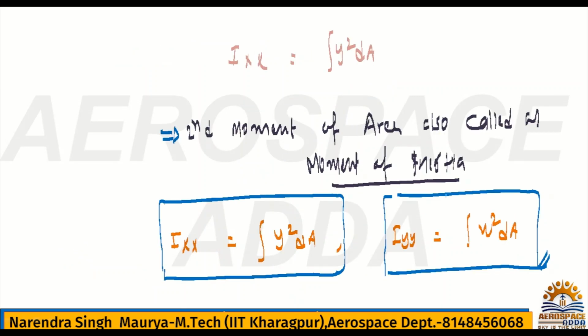So whenever we are talking about the moment of inertia, it is basically the second moment of area. First moment of area is only for the calculation of the centroid, which is called CG. The centroid, if it is area, is the point where we assume that the whole area is concentrated.